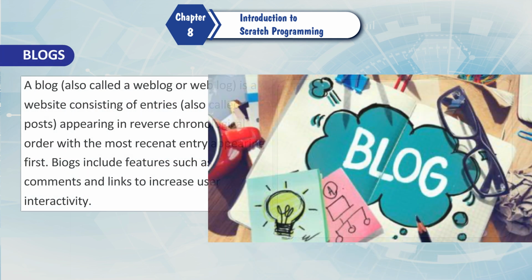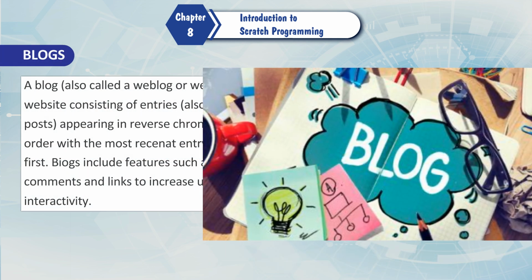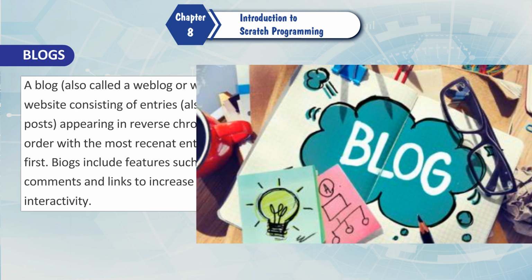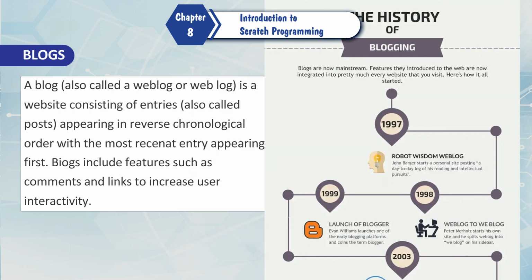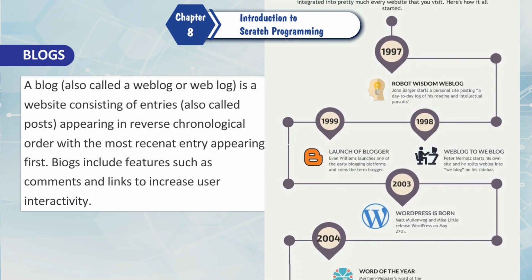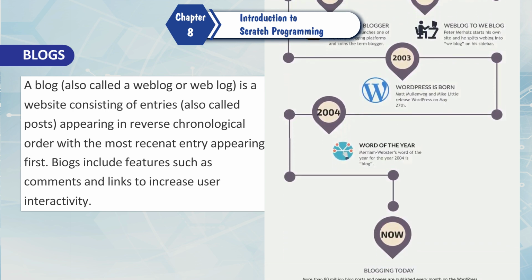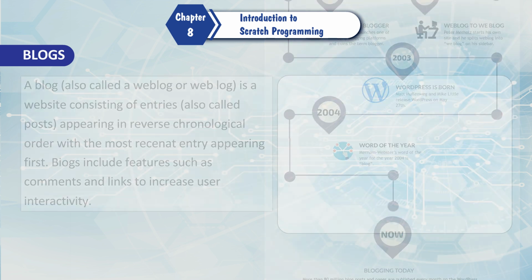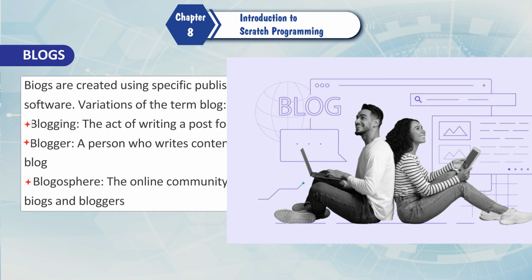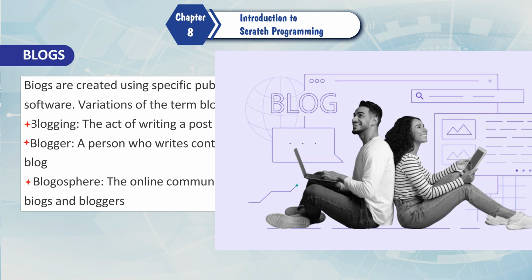Blogs. A blog, also called a weblog, is a website consisting of entries, also called posts, appearing in reverse chronological order with the most recent entry appearing first. Blogs include features such as comments and links to increase user interactivity. Blogs are created using specific publishing software.